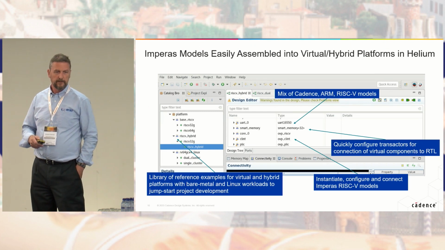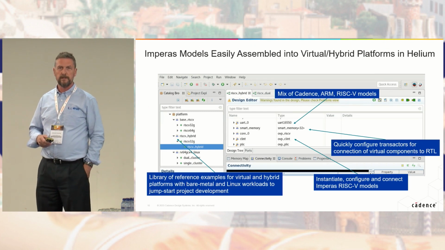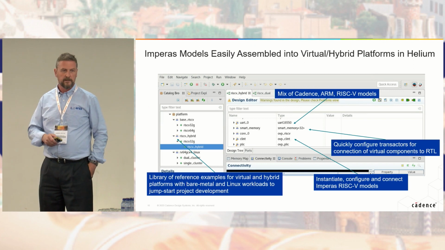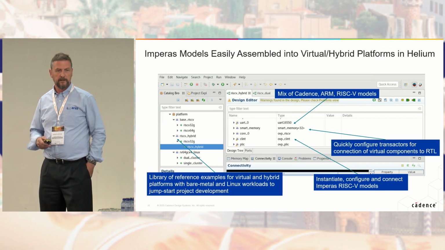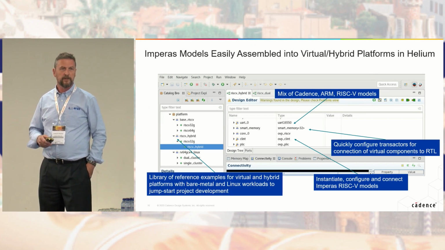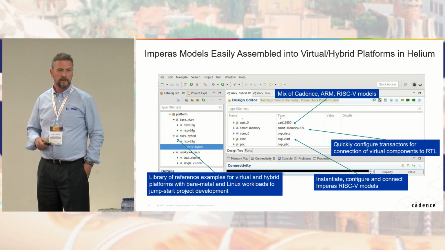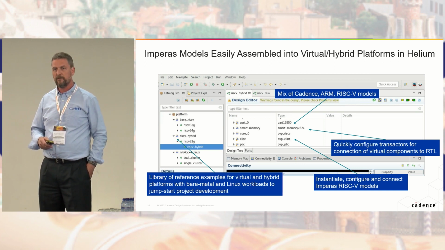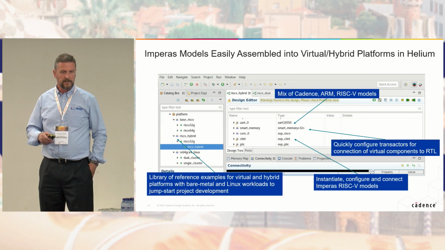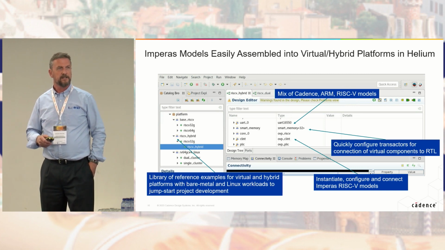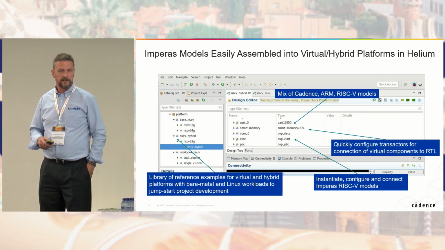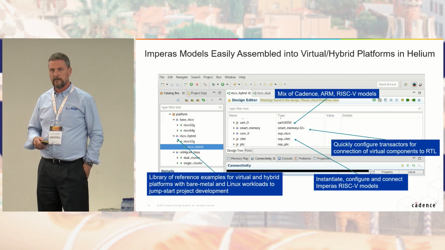But also what you want is those models to be portable into your other environments. So here we show the models being picked from a library within the Cadence hybrid Helium platform. So those are selected, the interface is selected, and they're instanced into a hybrid simulation platform.